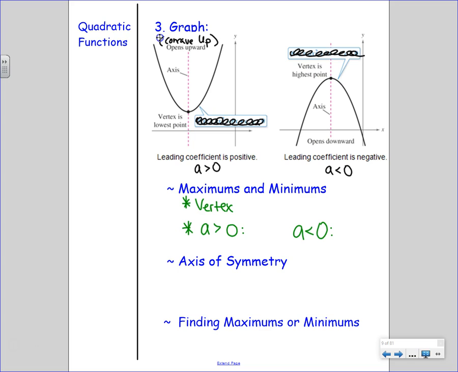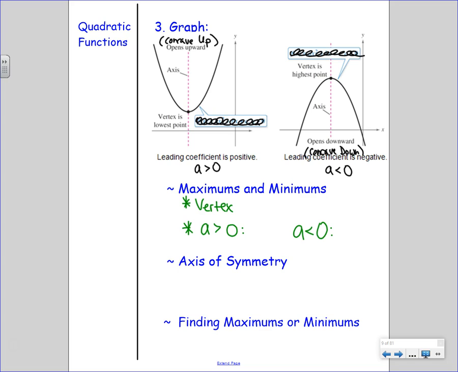Concave up. This one's opening downward. Hopefully we see that too. So I would call this one concave down. Does that make sense? Or I could put C.D., concave down. So the concavity is talking about how it's open. If it's opening up, if it's opening down.